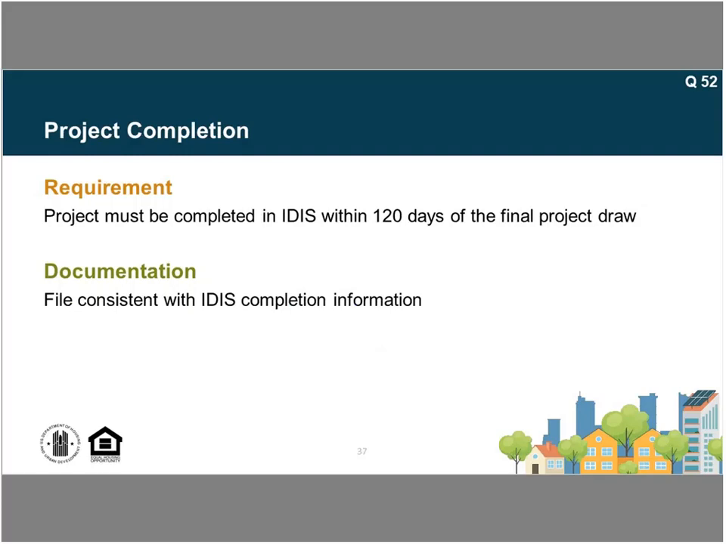Well, what does that mean? That means that the necessary title transfer has been completed, that the property has met property standards, that the final drawdown and all funds have been dispersed, and that the data for the beneficiary and the actual unit has been put into IDIS. So as long as it's meeting all those requirements and you have all those items in your file, then you would be consistent with meeting this IDIS completion information.